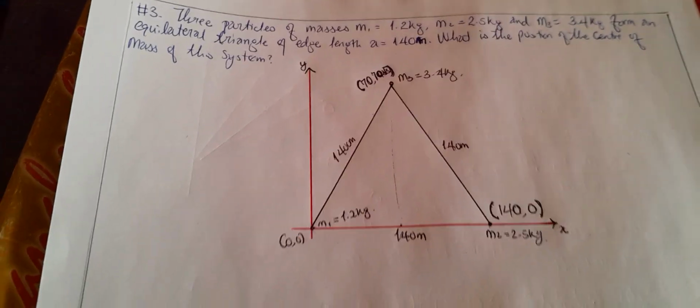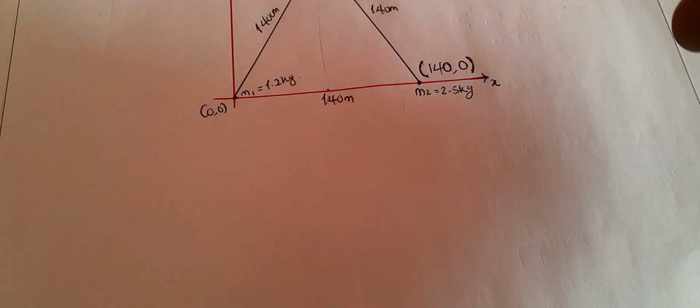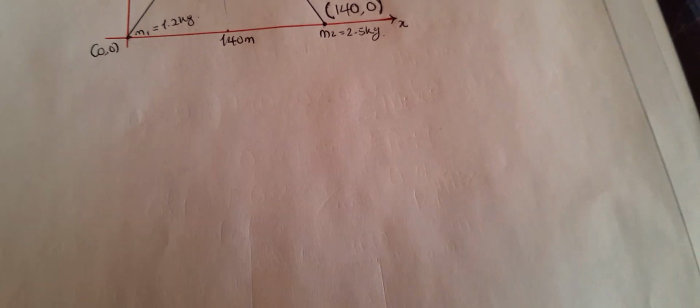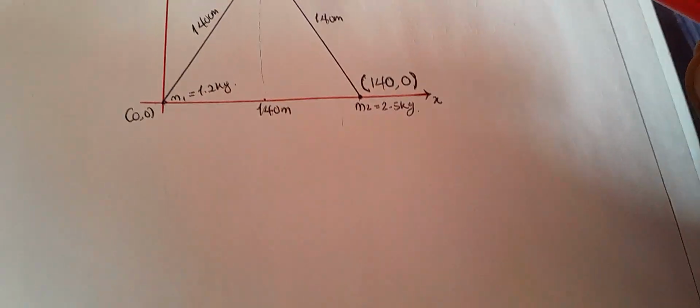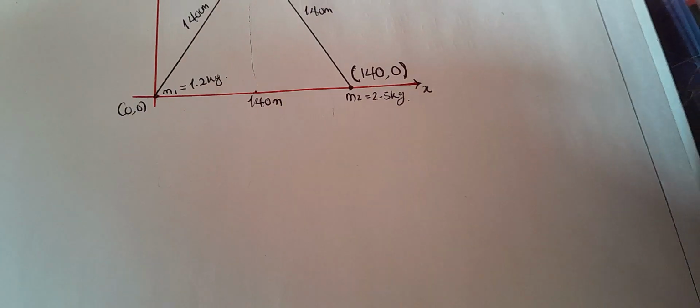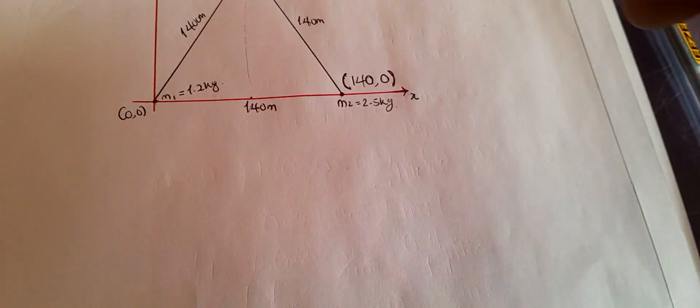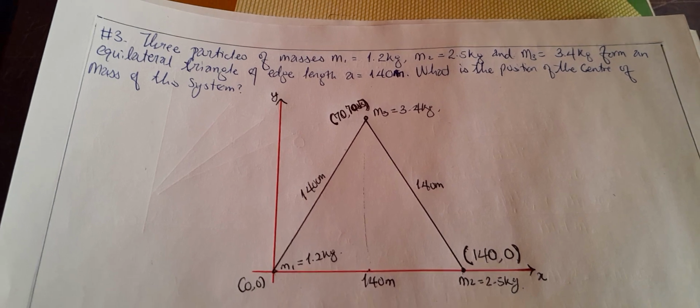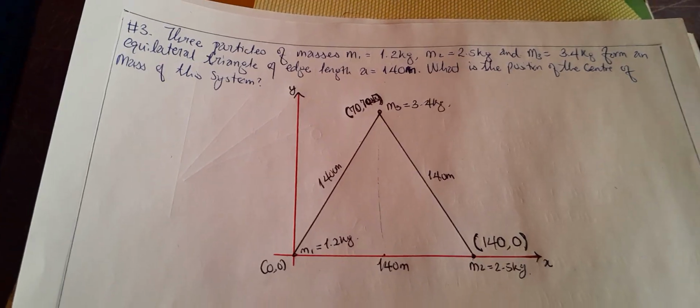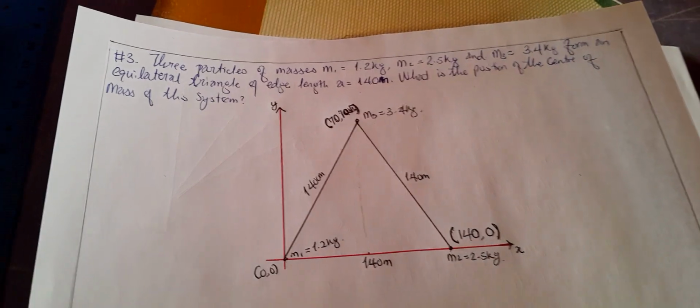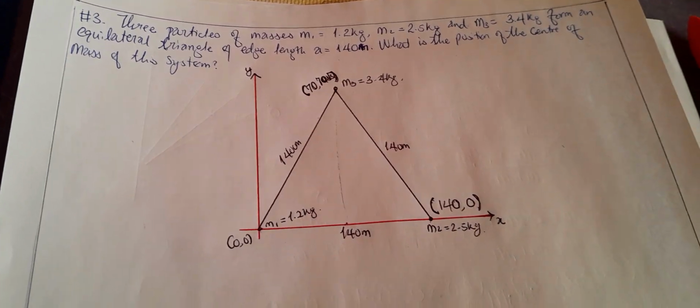Right, this is the third question. Three particles of mass M1 1.2 kg, M2 2.5 kg, and M3 3.4 kg form an equilateral triangle. That is very, very important. An equilateral triangle of edge length a equal 140 meter. What is the position of the center of mass of these particles?